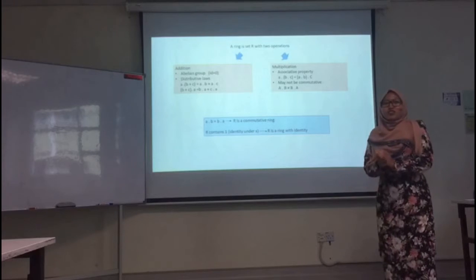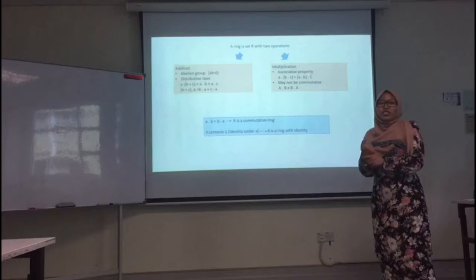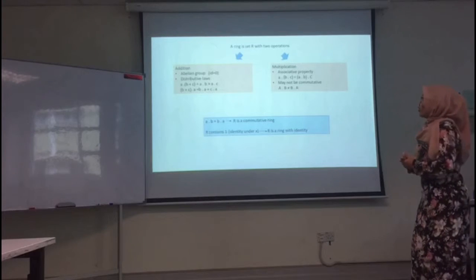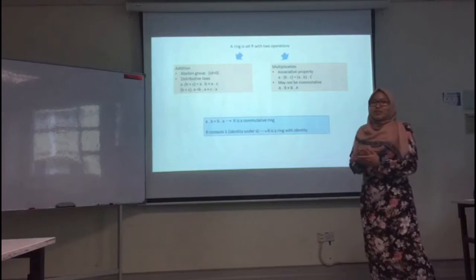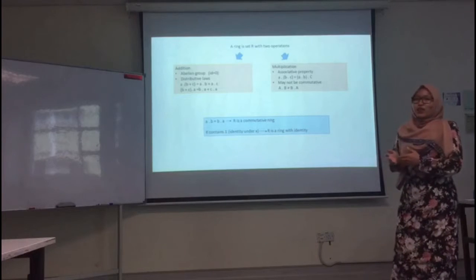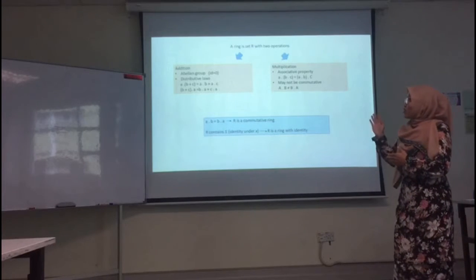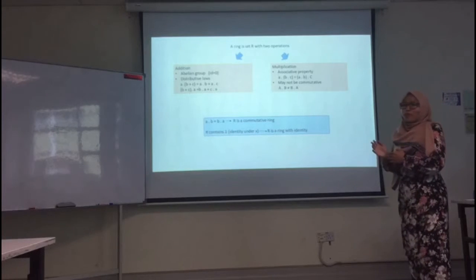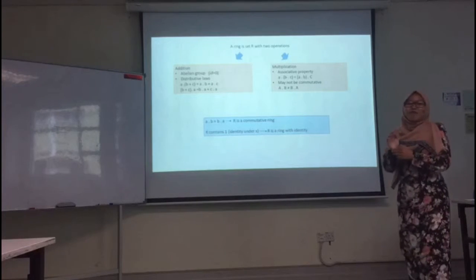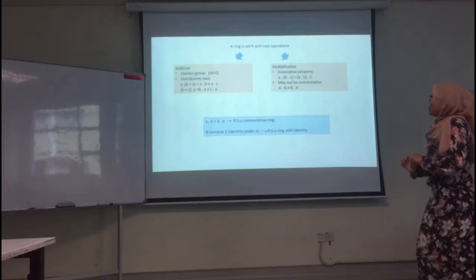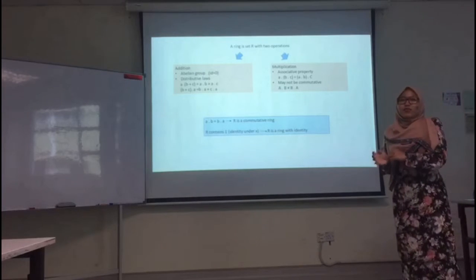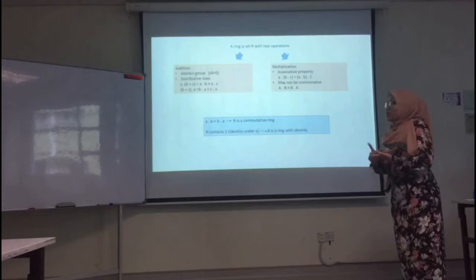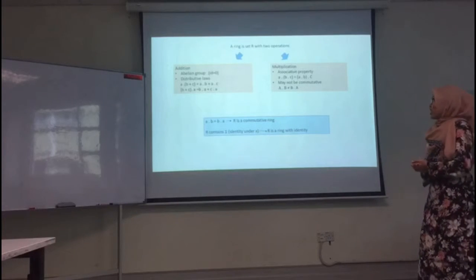Okay, before I show you the answer for question 3, we need to know the operations of a ring. We have two: first, addition, and second, multiplication. In addition, we have an abelian group. While in multiplication, we have the associative property, and we have commutative or not commutative. It depends on what we choose.